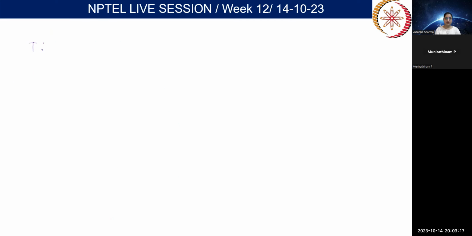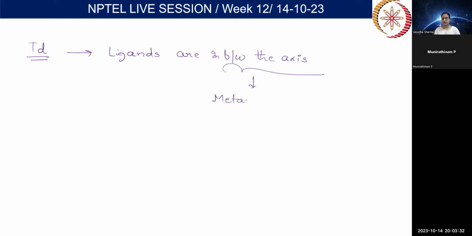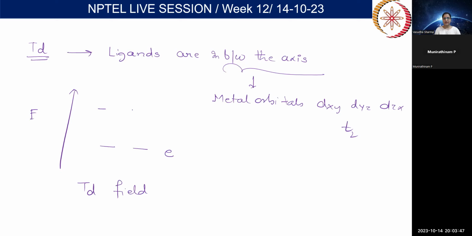Whereas in case of the tetrahedral, in tetrahedral field, ligands are in between the axes. Therefore, the metal orbitals which are in between the axes, dxy, dyz, dzx, that means T2, feel more repulsion. Therefore, in tetrahedral field, when we are talking about the splitting, E would be down and T2 would be above. Whereas in case of octahedral field, we have the opposite, T2g would be down and Eg would be above. Is this clear or should I explain it one more time?